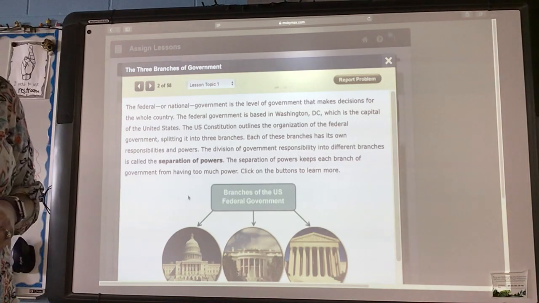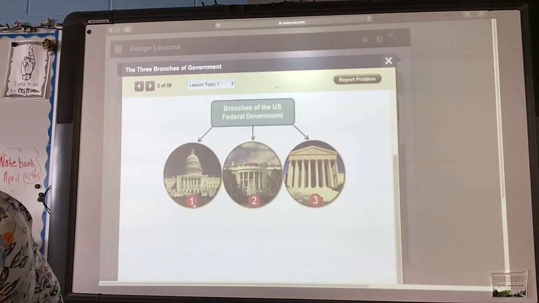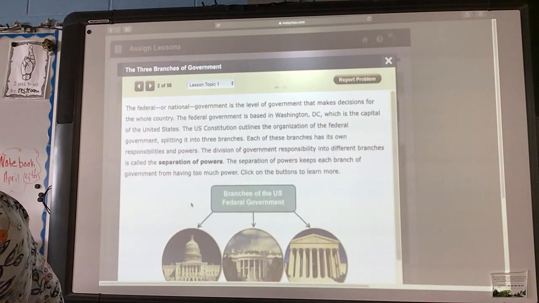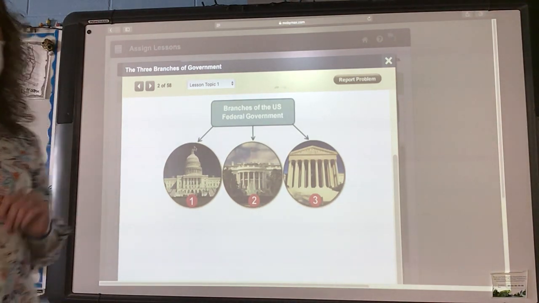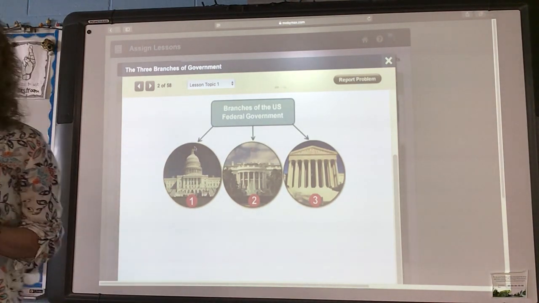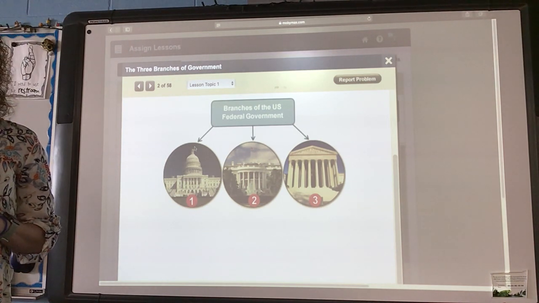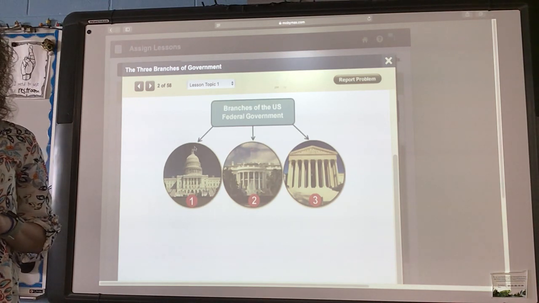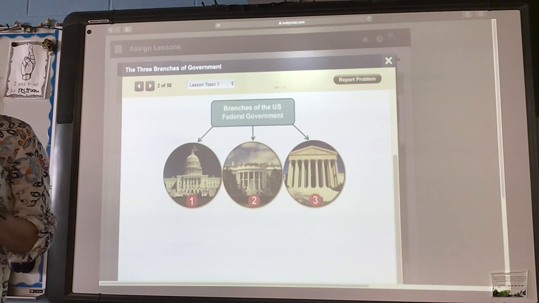So if you click on those, tell me what it tells you for number 1. Nice and loud so our friends here can hear us. Go ahead, Nick. The legislative branch creates laws. So you remember that, right? Legislative and laws both start with an L. It's usually the easiest one to remember.